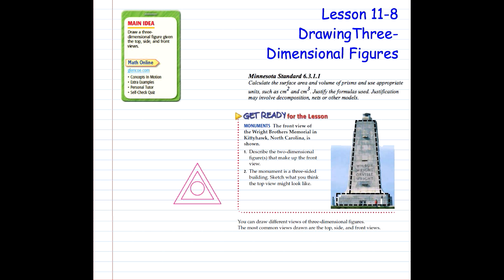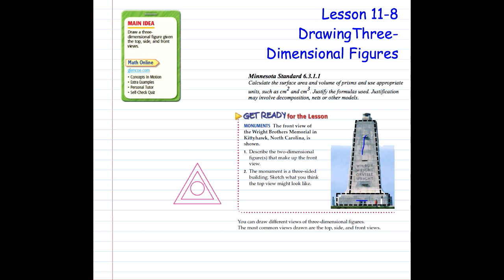We're going to jump to lesson 11.8 now, which talks about drawing three-dimensional figures. The front view of the Wright Brothers Memorial in Kitty Hawk, North Carolina is shown. Describe the two-dimensional figures that make up the front view. They appear to be a parallelogram and a trapezoid. The parallelogram is horizontal, and the trapezoid is vertical.